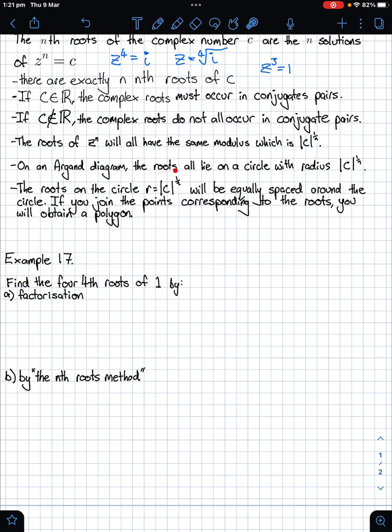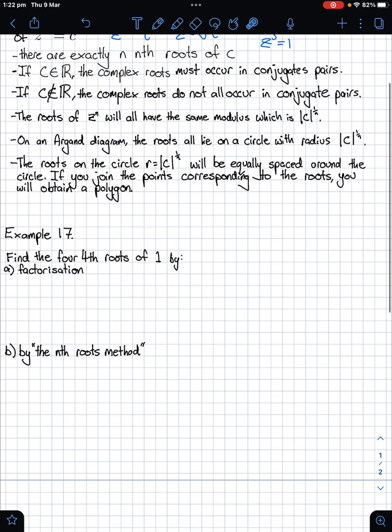On an Argand plane, the roots will lie on a circle with the radius equal to the modulus that we've got. And the roots on the circle with the radius equal to this modulus will be equally spaced around the circle. If you join the points corresponding to the roots, you will obtain a polygon. Okay, so I'll try to refer back to these as we do this.